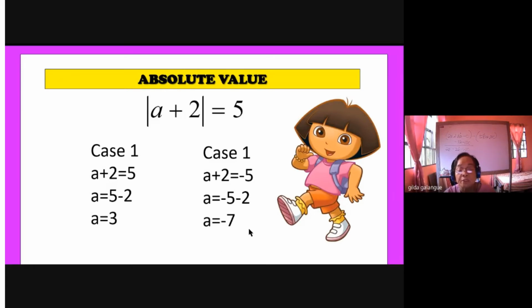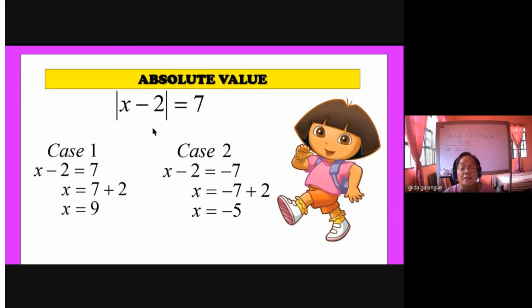How do we know whether our answer is correct? So we have 3. 3 plus 2 is 5. And what is the absolute value of 5? That is still 5. If we use negative 7, negative 7 plus 2 is negative 5. And what is the absolute value of negative 5? The answer is still 5.